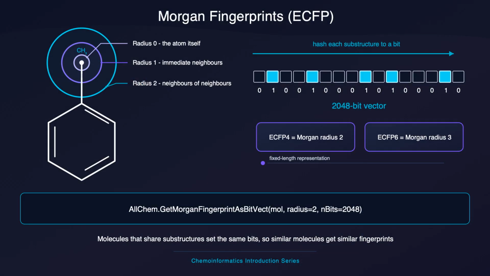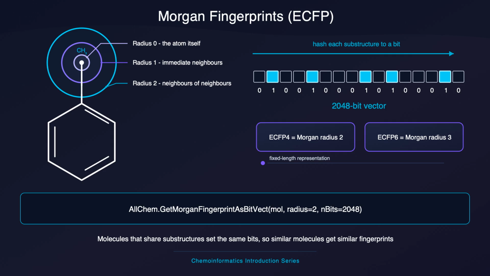Morgan fingerprints, also known as extended connectivity fingerprints or ECFP, are the most widely used molecular fingerprints in drug discovery. The algorithm is elegant. Start at each atom, then iteratively expand to include neighboring atoms. At radius 0, each atom is encoded by its own features. At radius 1, we include immediate neighbors. At radius 2, we include neighbors of neighbors, and so on. Each unique substructure found this way gets hashed to a bit position, creating a binary fingerprint.